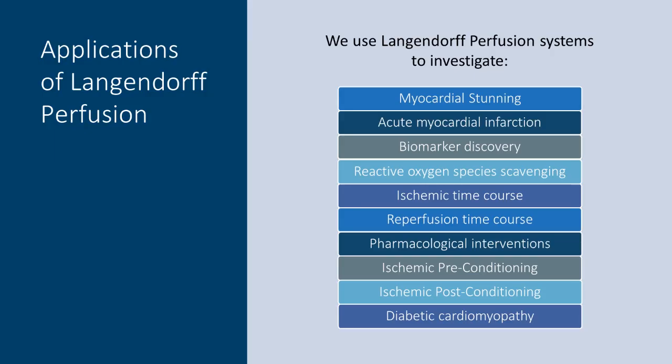Here we're looking at short periods of ischemia, but also long periods of ischemia, and seeing how the cell adapts to that ischemic insult. We've then applied it again to a reperfusion time course, where we've set a minimum ischemic insult of 15 minutes and then increased the reperfusion time at which we cut the heart down from the Langendorff cannula. We've used the Langendorff to investigate pharmacological interventions, as well as pre and post conditioning with ischemic insult following. Lastly, we have investigated diabetic cardiomyopathy using Langendorff perfusion.